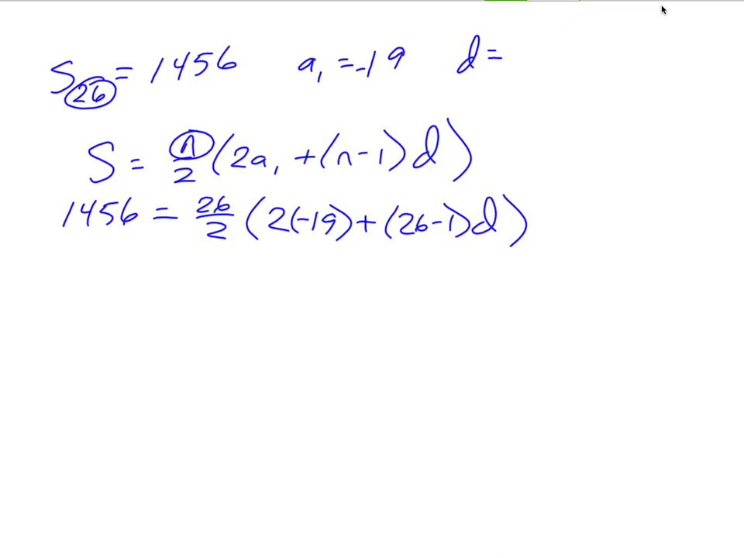So 26 divided by 2 is 13, and then what do I want to do with that 13? I want to divide, bless you. So when I divide, I get, oops, I did that wrong. 112. And I get negative 38 plus 25 times d.